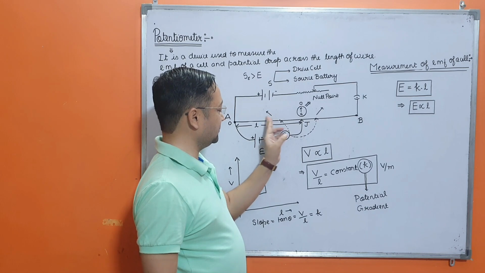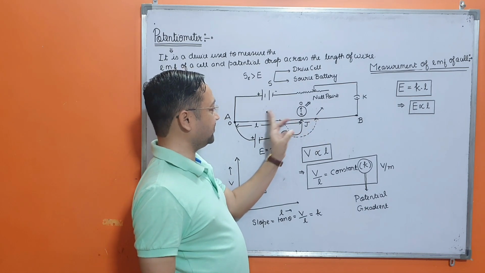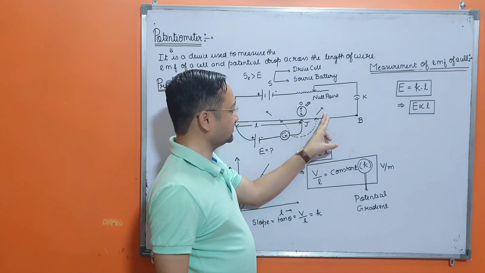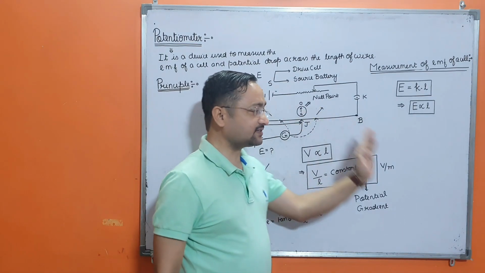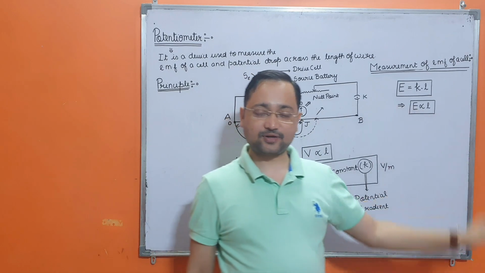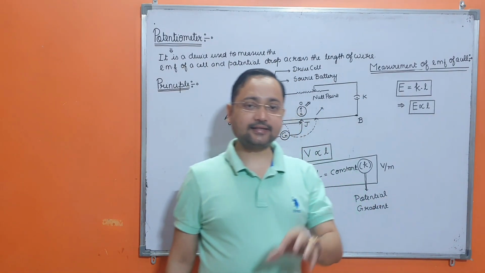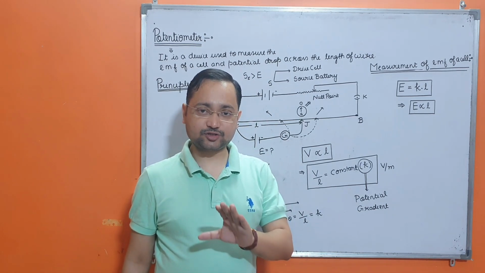In this situation, whatever I explained to you, you never get a left deflection at one time and a right deflection at another. You will get only and only one-sided deflection from one end of the potentiometer to the other end, which means you are not getting the null point over the potentiometer wire.